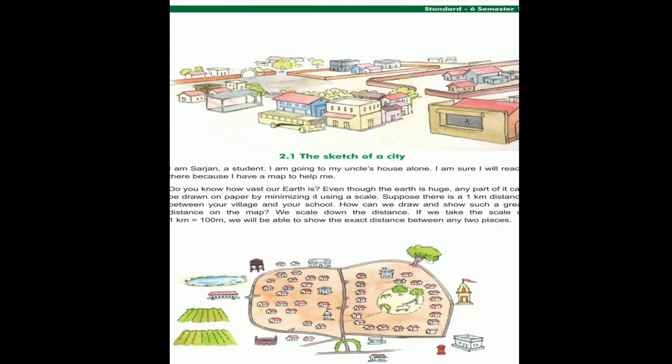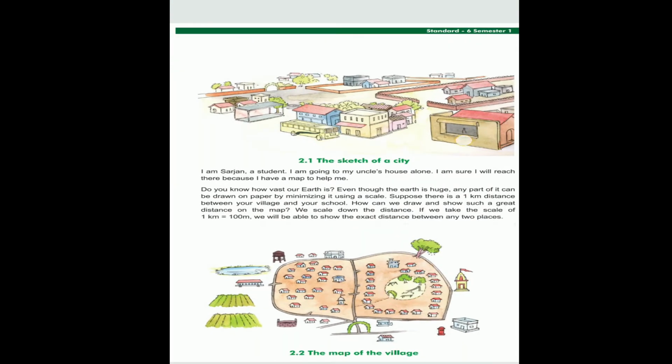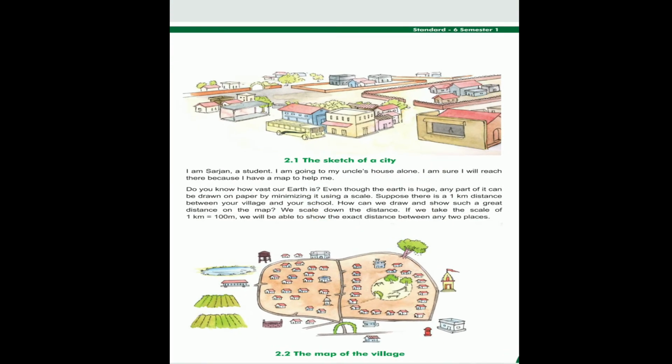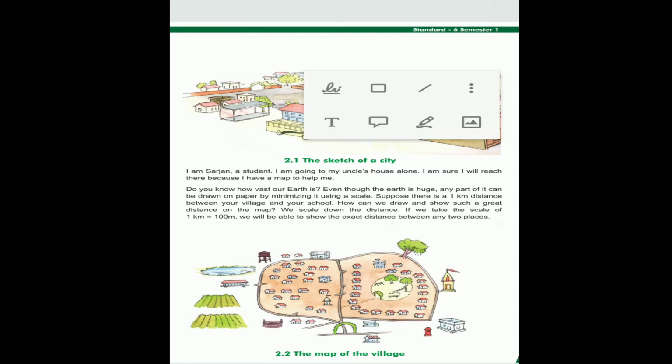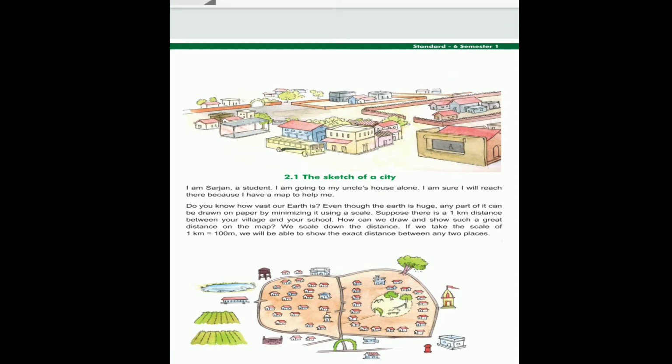Now here we can see a sketch of a city. It's a sketch map. So now we will learn about this through the drawing. I am a student. I am going to my uncle's house alone. I am sure I will reach there because I have a map to help me. With the help of a map we can go anywhere. This is a student and he is telling us.